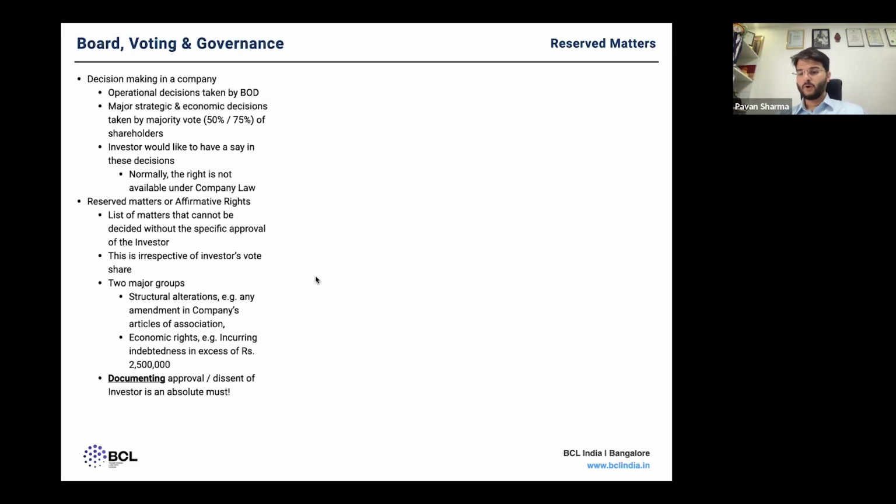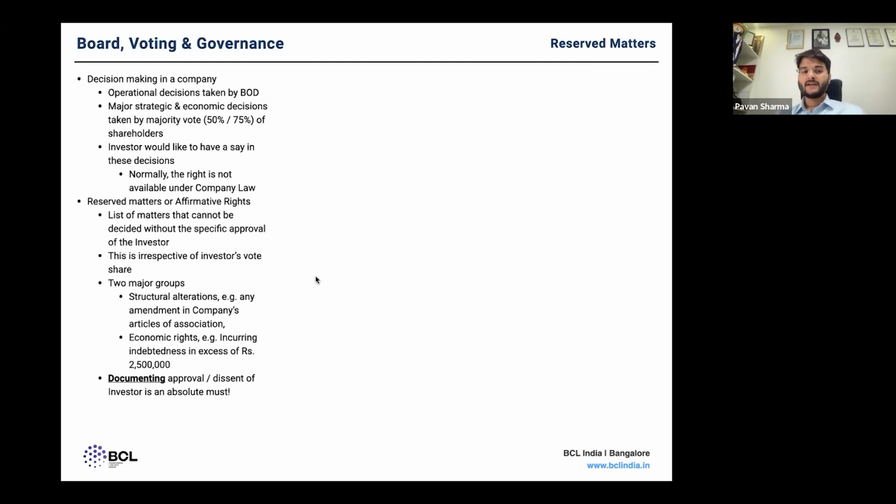Now, there could be certain decisions that relate to the structural alteration of the company. For example, if the company wants to allot more shares to an incoming investor, company wants to amend the articles of association, company wants to add a new board member. These are structural alterations. Second are economic rights. If the company is taking a loan, company is selling away certain assets, company is selling away a line of business, these are economic decisions which impact the return to the investor. So in these two groups, the investor would say, I want the company to take my specific approval before deciding on that matter.